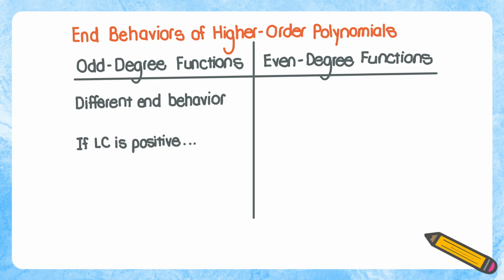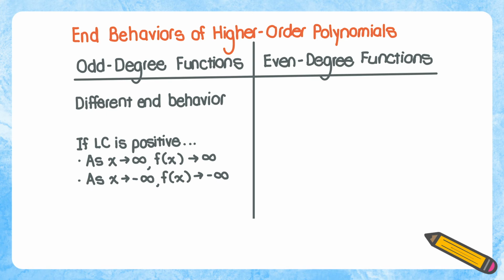And for those examples, all of the leading coefficients were positive. So we can make this observation as well. If the leading coefficient of an odd degree function is positive, then as x approaches infinity, f of x, the y value, also approaches infinity. And as x approaches negative infinity, f of x, so the y value, was approaching negative infinity. But what happens when the leading coefficient is negative?